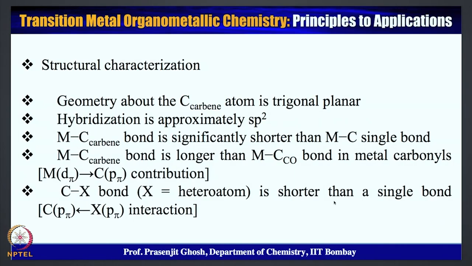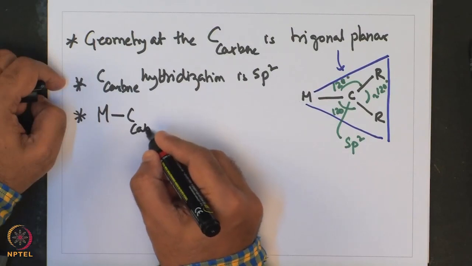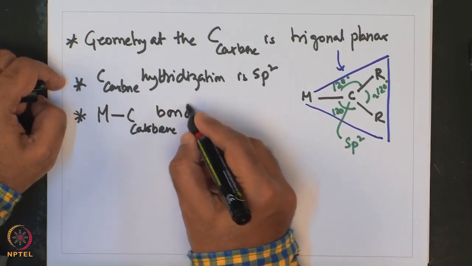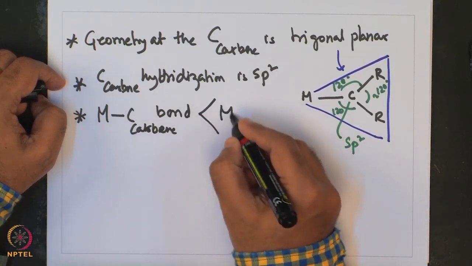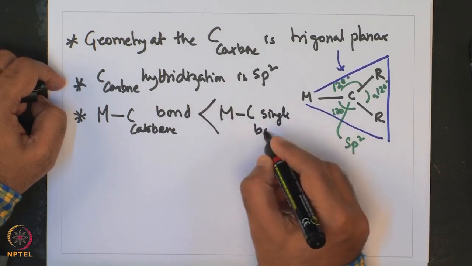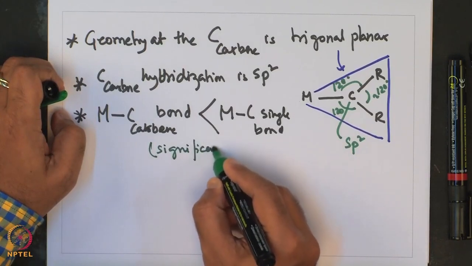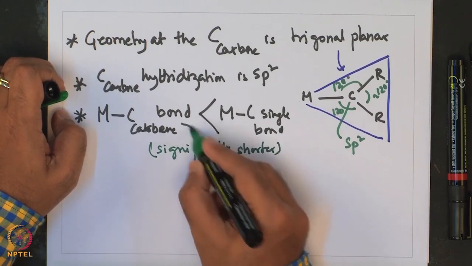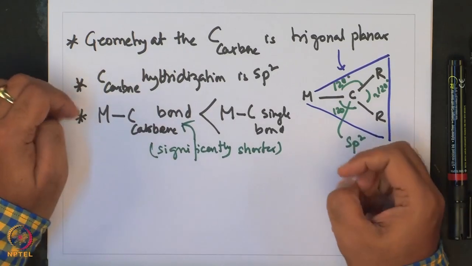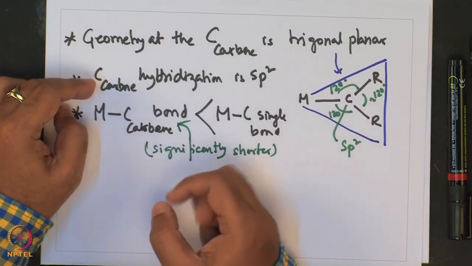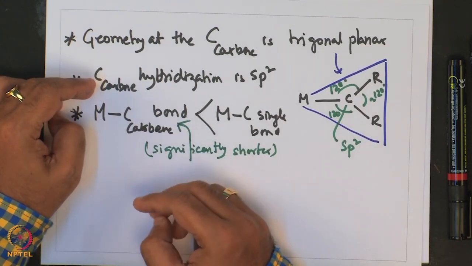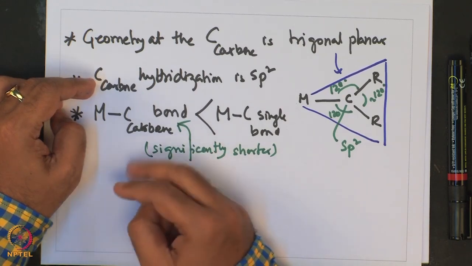As observed in our earlier Schrock carbene example, where there was simultaneous presence of a metal carbon single bond as well as a metal carbene multiple bond, we saw that the metal carbene bond is significantly shorter than the metal carbon single bond. That arises because the metal carbene bond is multiple bonded in nature, owing to the presence of carbon to metal sigma bond as well as metal to carbon back bonding.